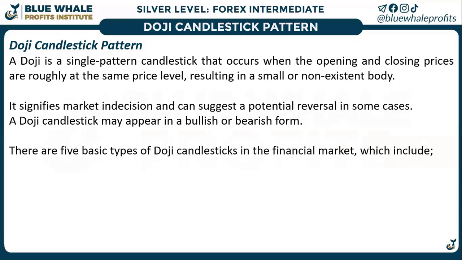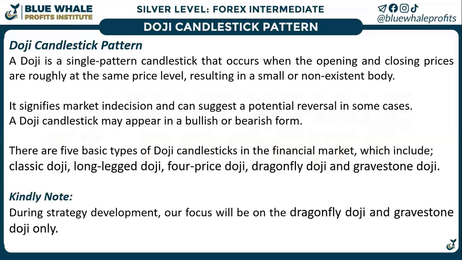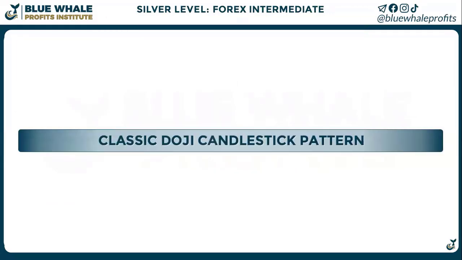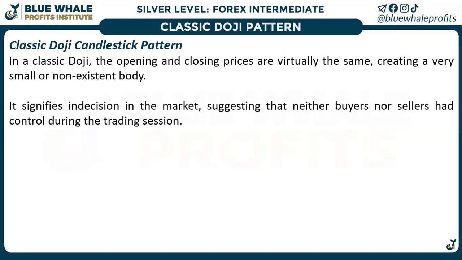There are 5 basic types of doji in the market, which include the classic doji, long-legged, the 4-price doji, dragonfly, and gravestone doji. During strategy development, our focus will only be on dragonfly and gravestone, just as I mentioned earlier. So we will forget about the others. The classic doji is a doji where the opening and closing price are virtually the same, creating a very small or non-existent body. It signifies indecision in the market, suggesting that neither the buyers nor sellers have control during the trading session. So this is how you see the classic doji.